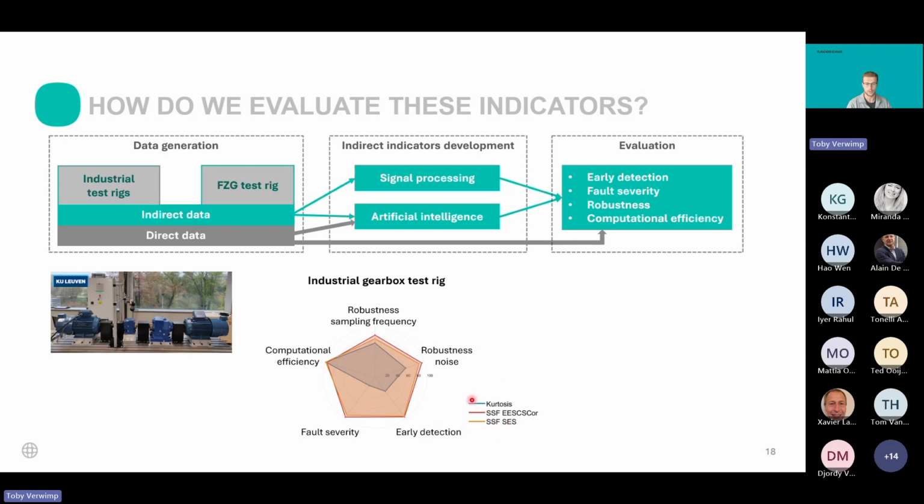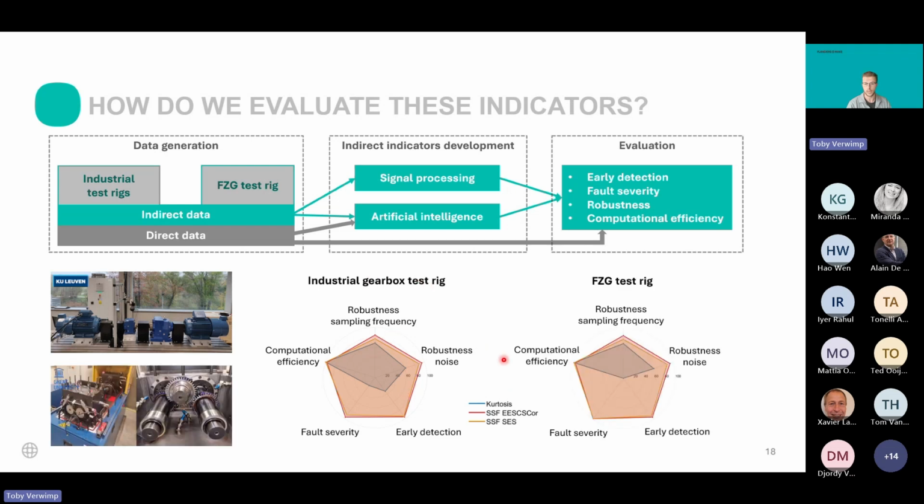the state-of-the-art kurtosis. And this we can apply to different datasets on a single test rig, and we can even apply it on more datasets also from other test rigs. This allows us to get an overview of which indicator we should use for early detection. Can we also use the same one for fault severity tracking and so on?